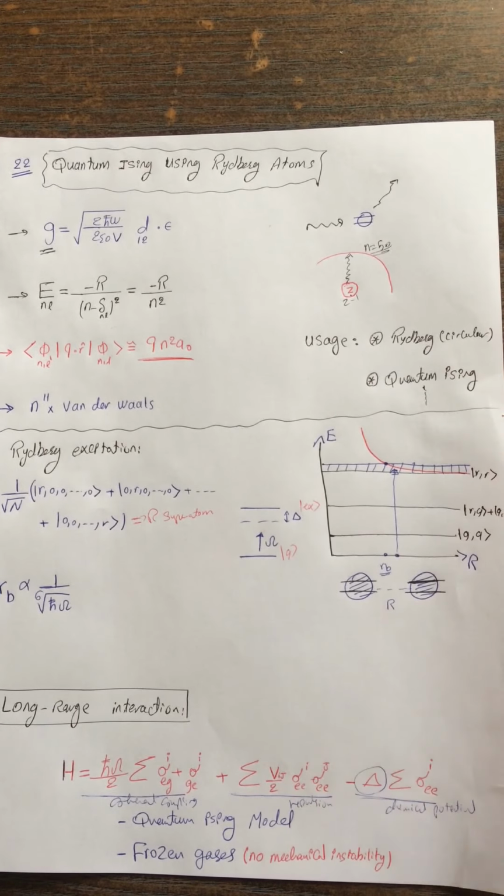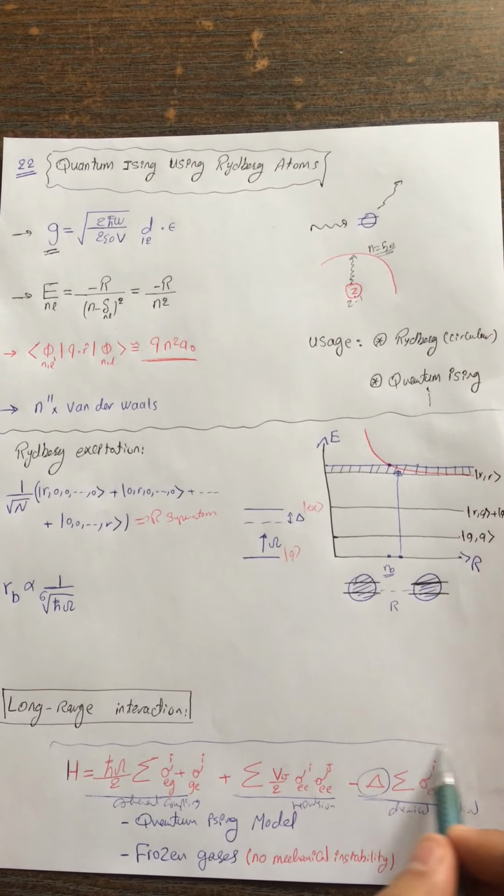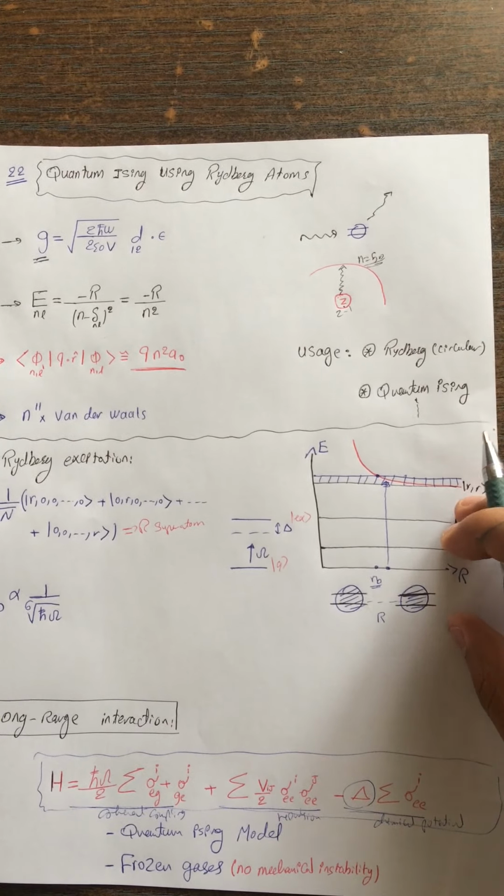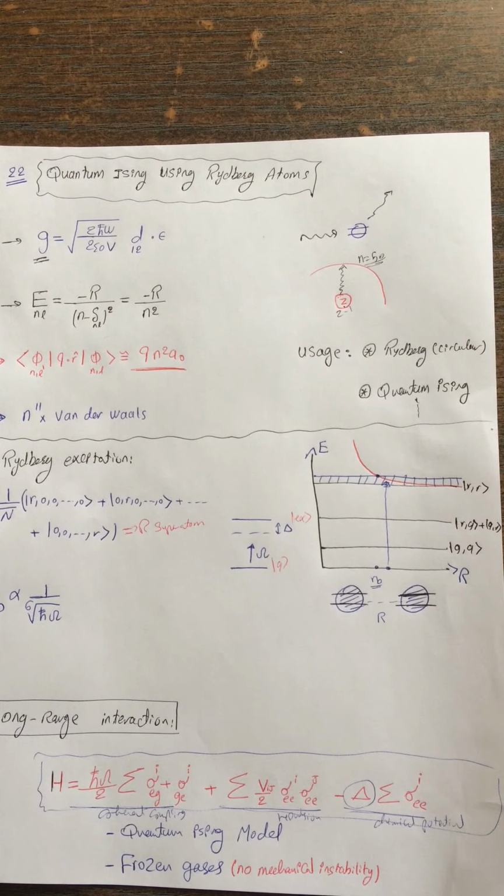From this Hamiltonian, what we call the long-range interaction quantum Ising model, you can study many correlations between different atoms held, for example, in optical lattices. You can study Rydberg atom excitation. You can study the dynamics of different atoms in superposition state, and they are considered to be frozen gases, frozen Rydberg atoms. There is no mechanical motion in the time scale of the dynamics.